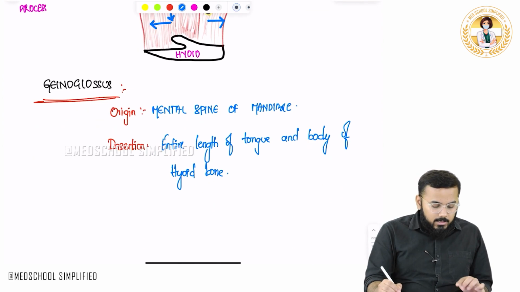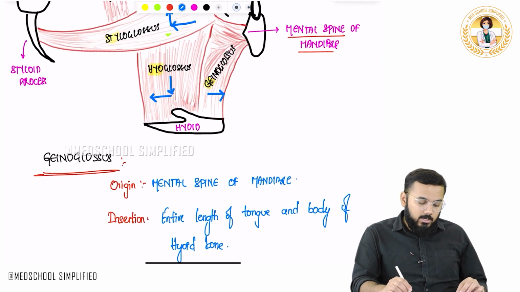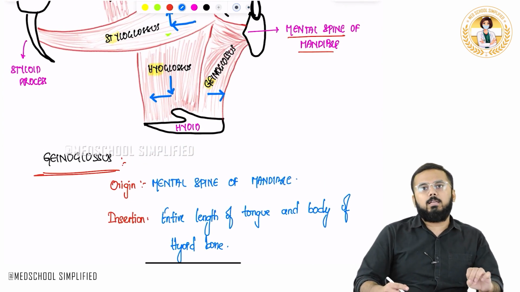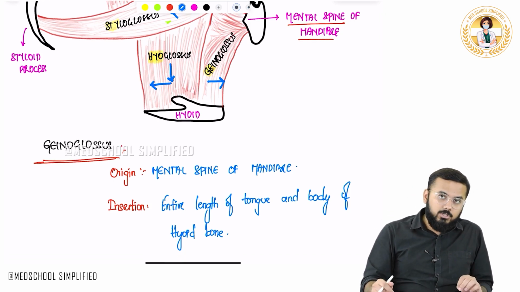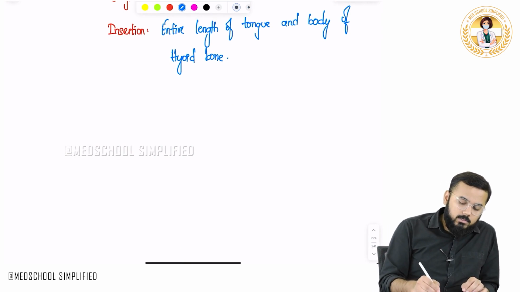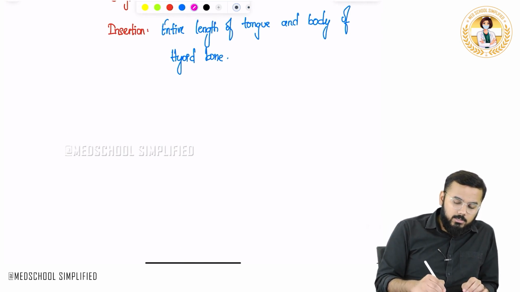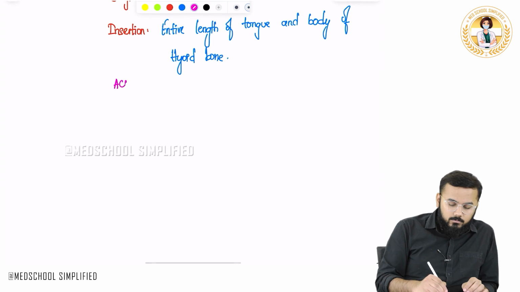Now you tell me in this genoglossus what will be the action. The action is protrusion of the tongue, in the sense putting your tongue outside, that is called protrusion of the tongue. That is done by the genoglossus. So the action of genoglossus would be protrusion of the tongue.